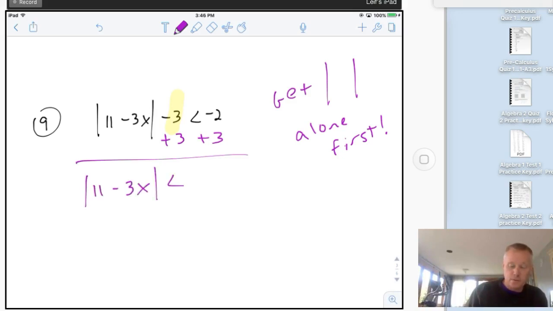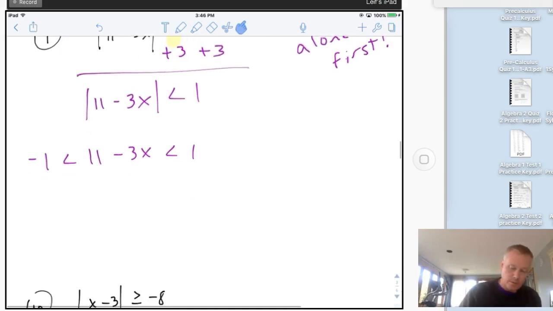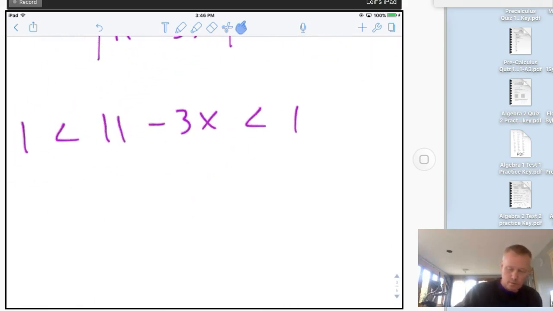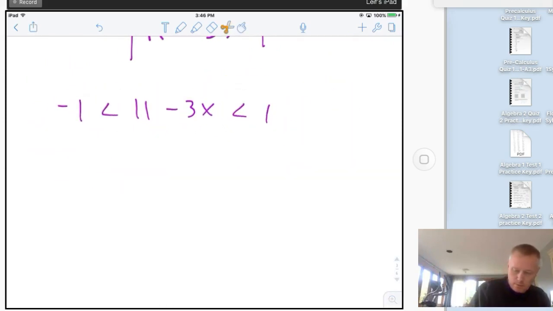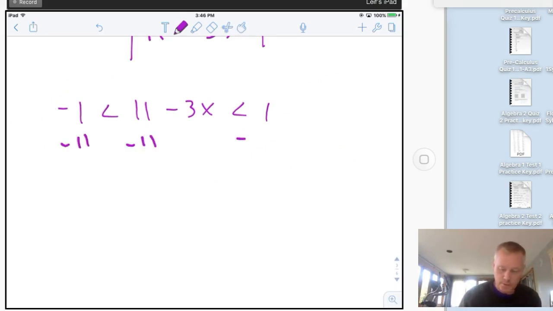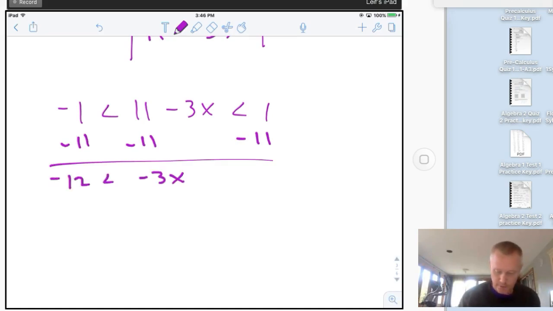Is less than -2 plus 3 is 1. So now this is one of those ones where I can go the -1 over here and the +1 over here, and then keep the 11 minus 3x in the middle, and then solve it. All right, so I'm going to subtract 11 from all three parts first, and I get -12, -3x, and -10. And then I'm going to divide by -3.